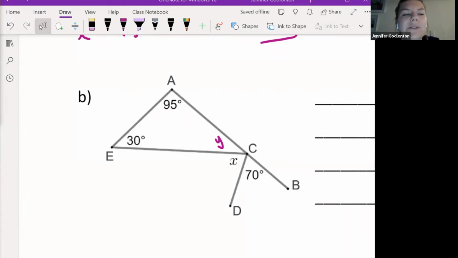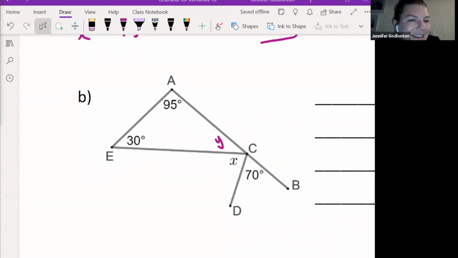Jasmine, what are you sitting with? I got a question though. Sure, ask away. Can angle AEC be 30 plus 95 plus y equals 180 degrees? Yes, absolutely. That's how we can find y. Okay, I got it right. Good, good.